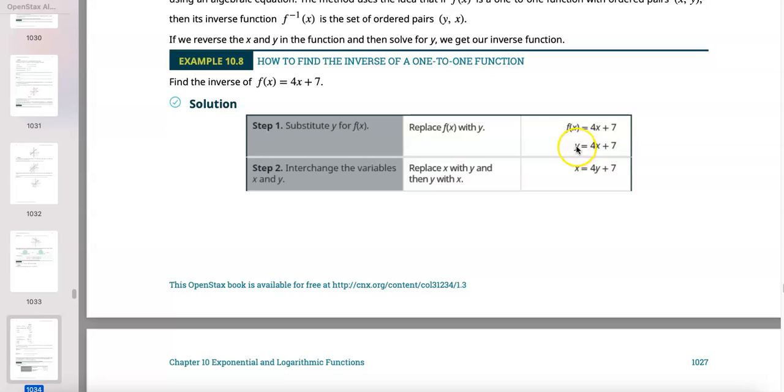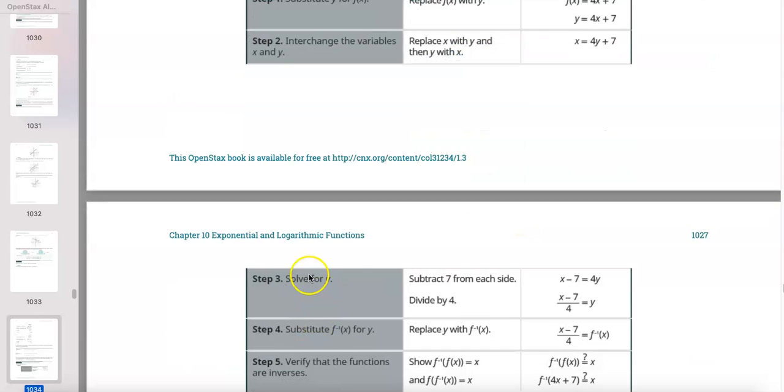You notice that y has now become x, and x has become y. Then, step 3 is to solve for y. So that means that you would subtract 7 from both sides and then divide both sides by 4. Step 4, substitute f inverse of x for y. So now we're rewriting y as f inverse of x.